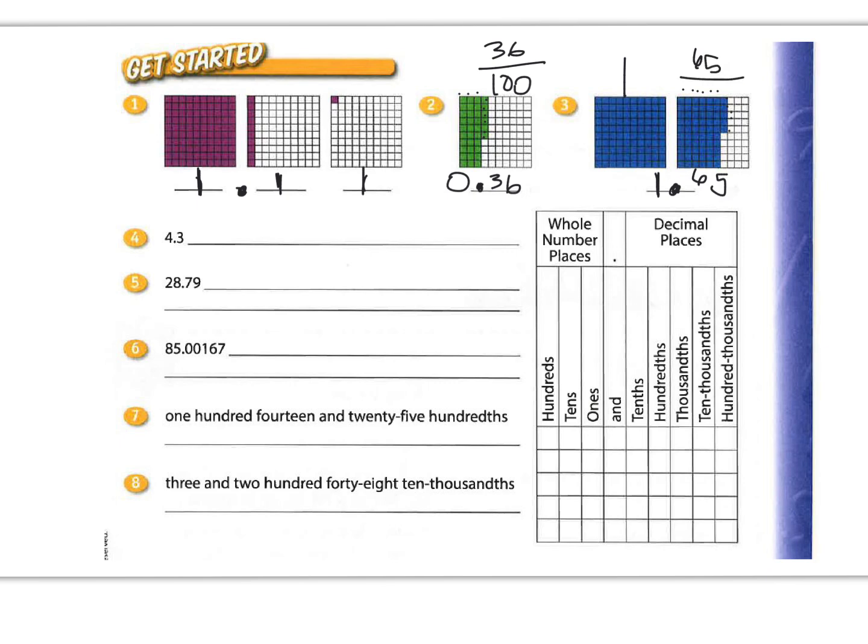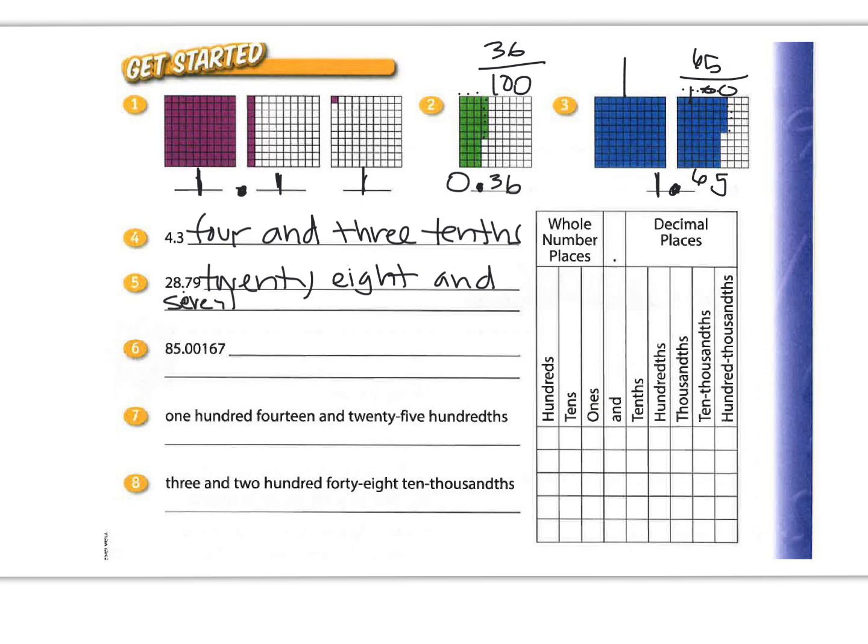Out of 100. All right, so here we have 4 and 3 tenths. Here we have 28 and, remember the and is where the decimal goes, 79, 70, that's an N, 9, and then it's in the hundredths place, hundredths.